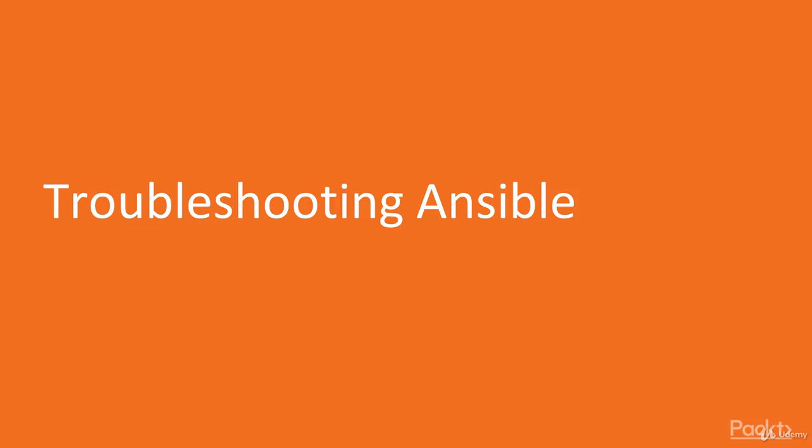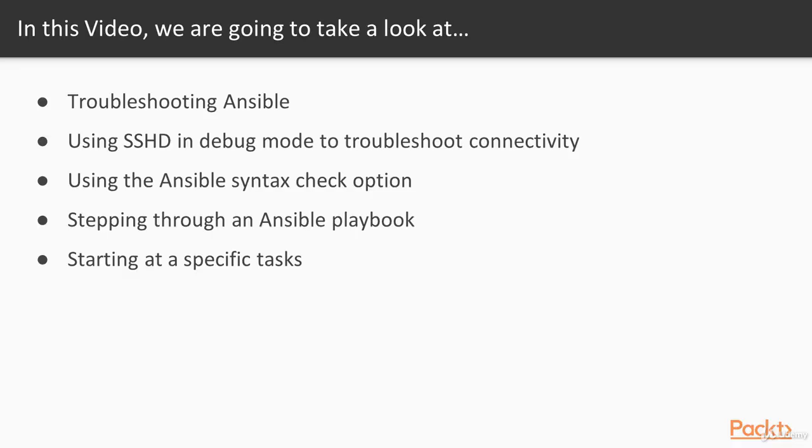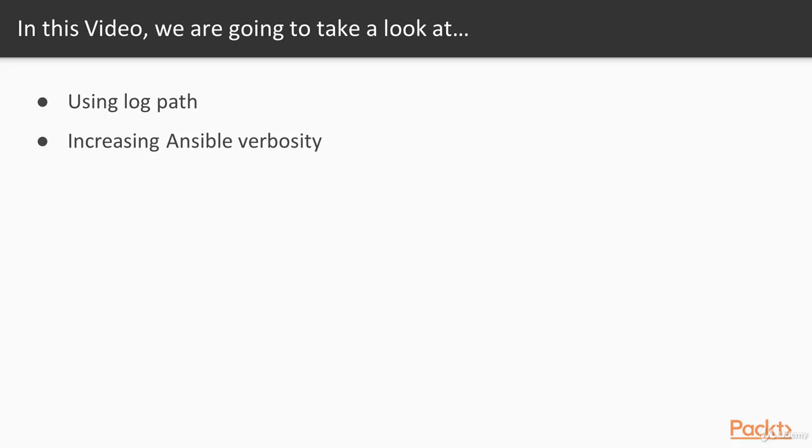Hello and welcome to the first video of this section, Troubleshooting Ansible. In this video, we're going to take a look at Troubleshooting Ansible. We'll be looking at how we can use the SSH daemon in debug mode to troubleshoot connectivity, using the Ansible syntax checking option, stepping through an Ansible playbook, starting an Ansible playbook at a specific task, using logpath for logging, and finally increasing the Ansible verbosity.